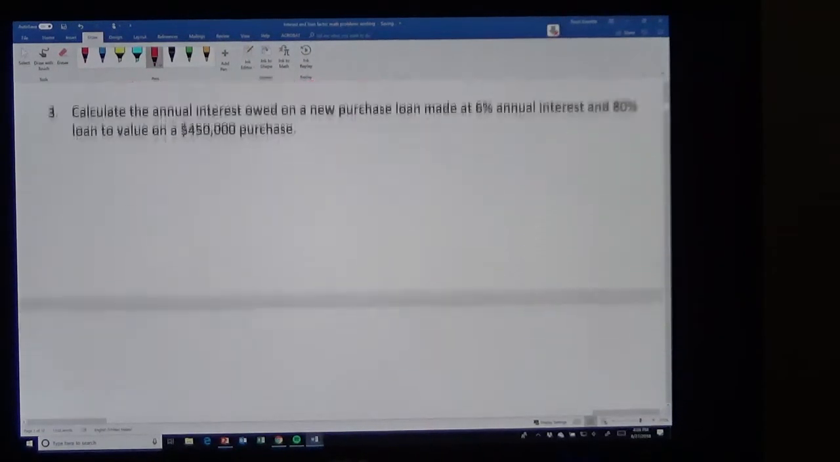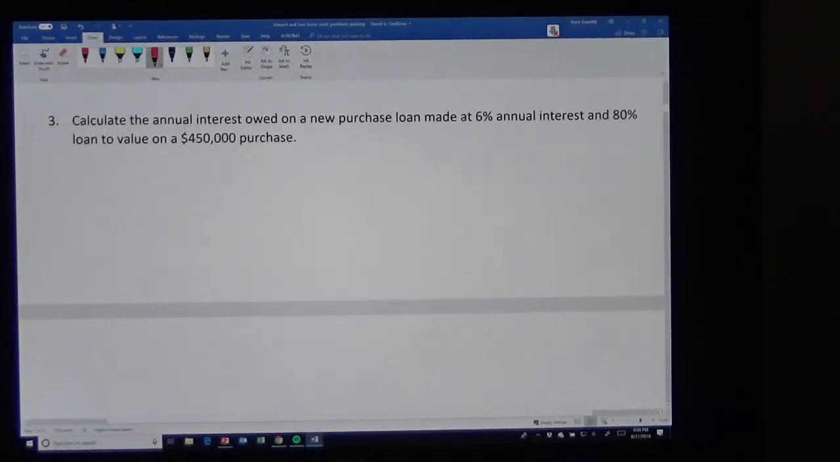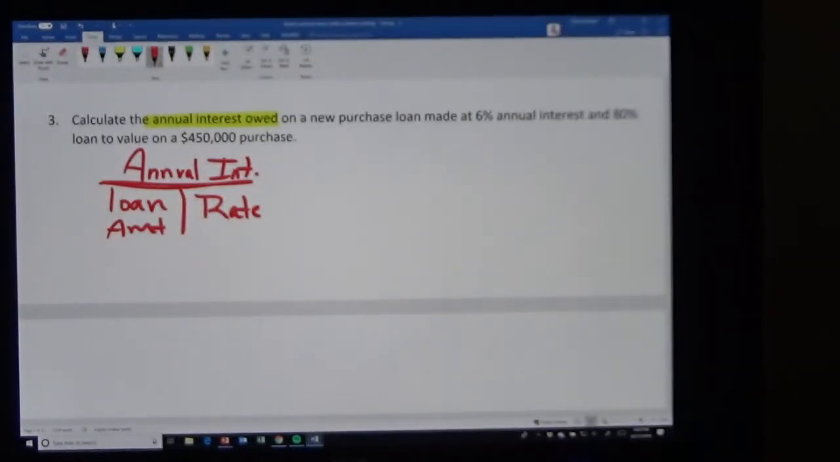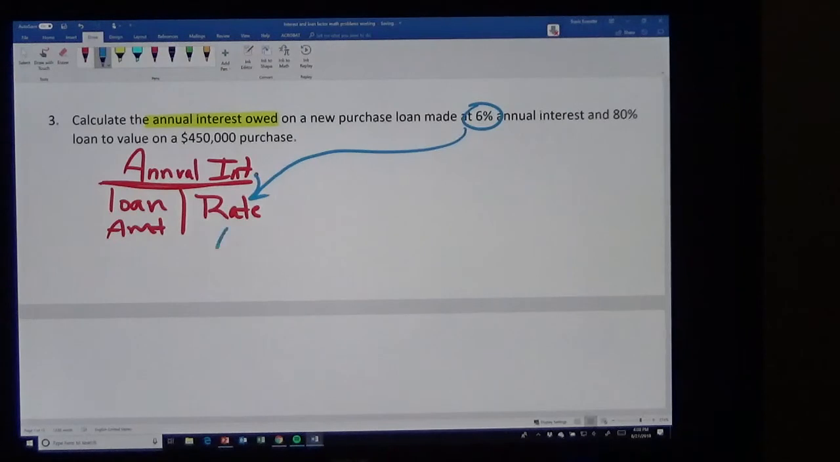Alright, question number 3 says calculate the annual interest owed on a new purchase loan made at 6% annual interest and 80% loan to value on a $450,000 purchase. Well, they want to know the annual interest owed, and so we know our T-bar looks like this. Annual interest on top, and on the bottom we have the loan amount, principal amount of the loan, and the annual interest rate. Well, we know the annual interest rate. They gave us that, 6%. What we don't know is the loan amount.